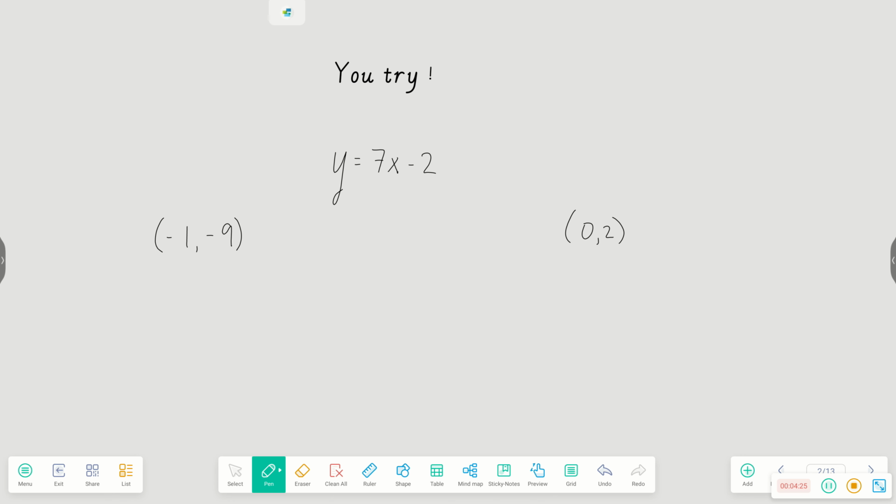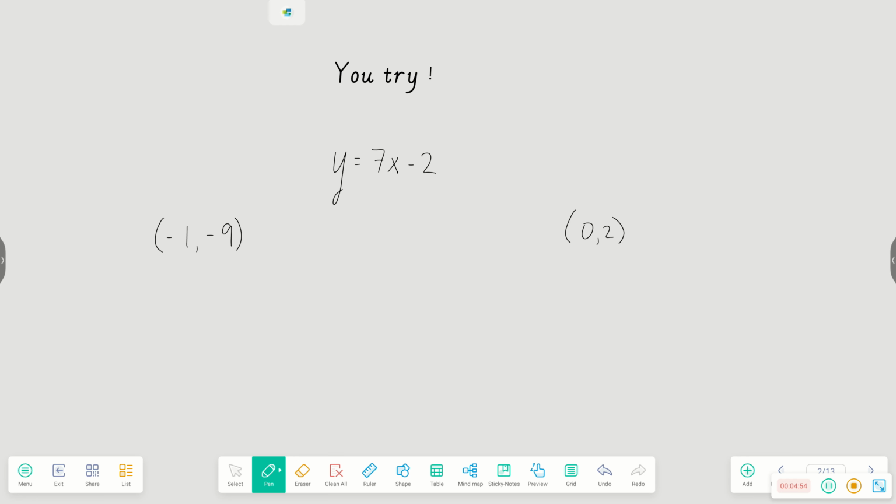Now, I'm going to put another one up here. This one is y equals 7x minus 2, and you have two solutions to test out here and see if they actually work. Remember, do not move anything over that equal sign. We're just simplifying on each side and leaving it on that side to see if those two things actually do equal. So go ahead and pause the video, and then when you're done, press play and you can check your answers.